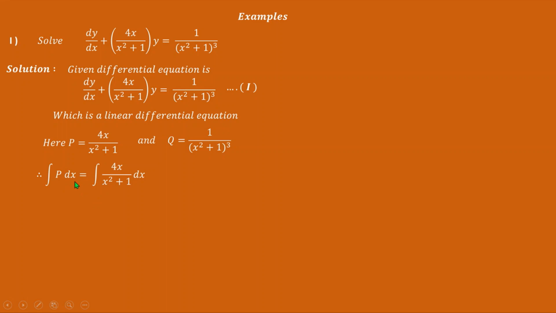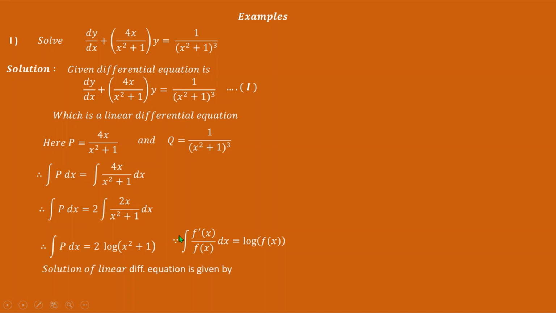Now here integration p dx is equal to integration 4x upon x square plus 1 dx. We can write this 4x as 2 into 2x, and so we get this is equal to 2 outside, integration 2x upon x square plus 1 dx. Derivative of x square plus 1 is 2x, and so we can use the formula integration f dash x upon fx dx, and value of this integration is equal to log of fx, and therefore integration p dx is equal to this 2 as it is, and this integration is derivative upon a function, so it is log of this x square plus 1.